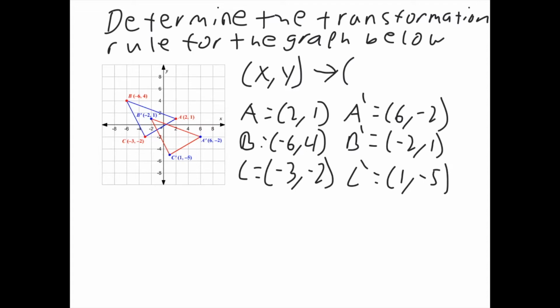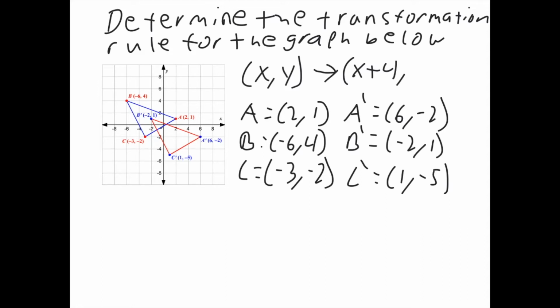So if you look at the x coordinates on each of these, for A, we have 2 to 6. Well, to get from 2 to 6, you have to add 4. Let's make sure it works on the other ones too. Negative 6 plus 4 is negative 2. Negative 3 plus 4 is 1. So that means we add 4 to the x. So x becomes x plus 4.